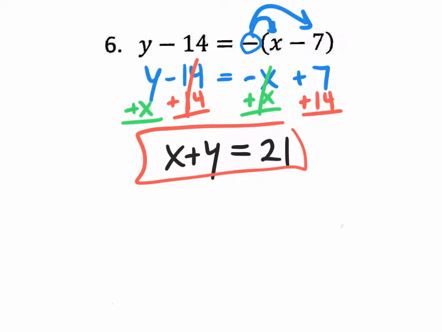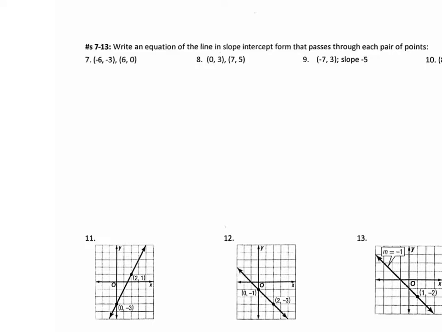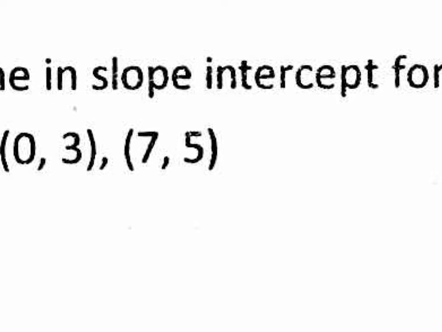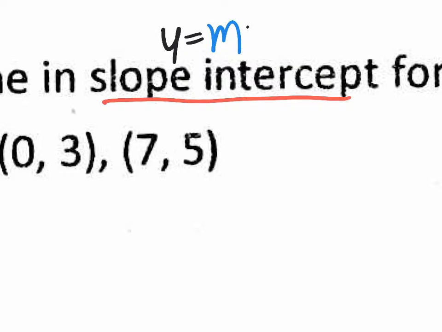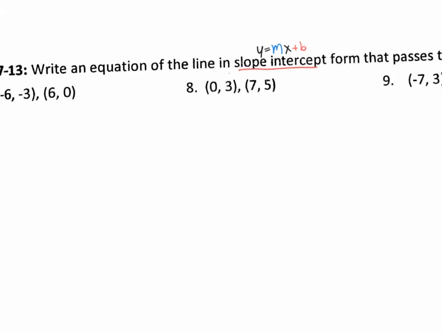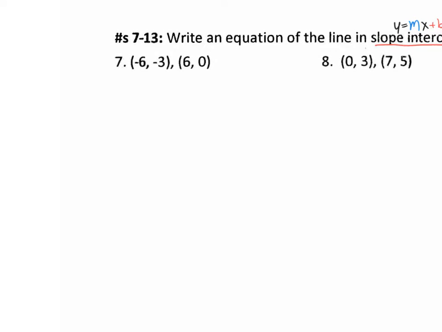Okay, so the next section, number 7 through 13, this is the biggest section of the test. It says write an equation of the line in slope-intercept form. So let me zoom in on that. We need to know that when they say slope-intercept, they're talking about y equals mx plus b. So we need to make all of these equations look like y equals mx plus b. Not point slope. I mean, you could use point slope, but y equals mx plus b.